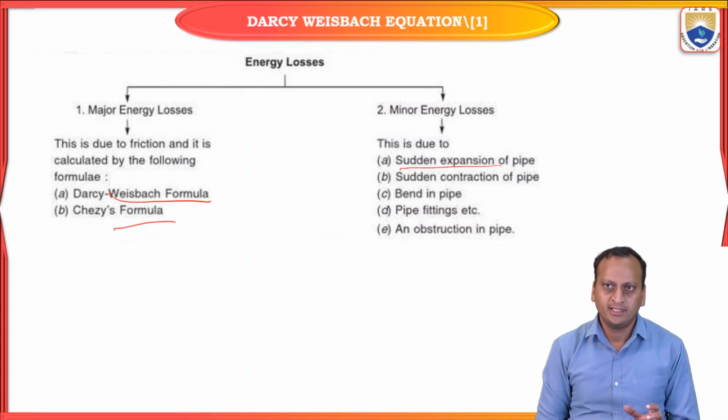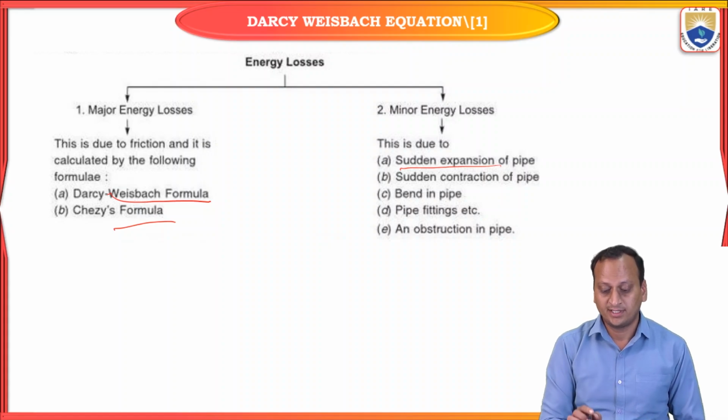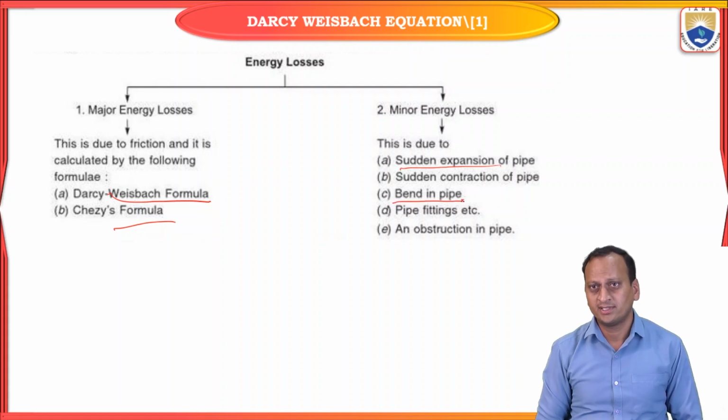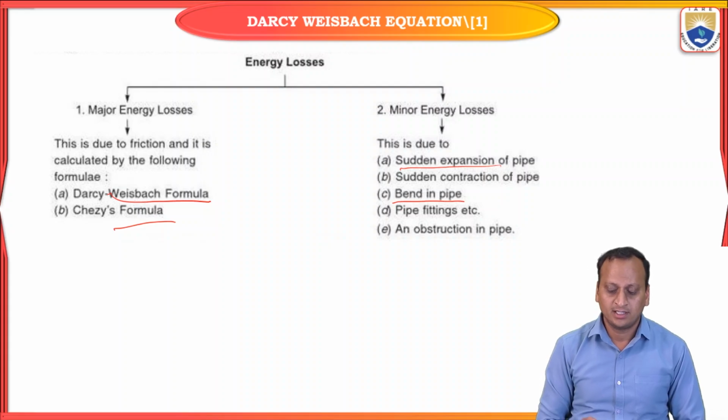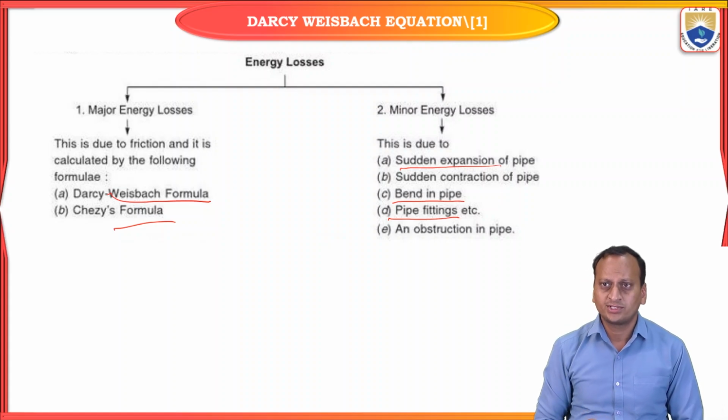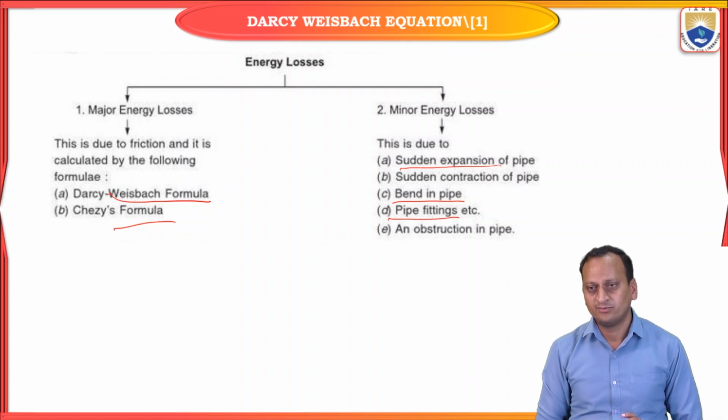When there is a bend in a pipe, there will be loss again. This type of loss is known as loss due to bend, and it is classified as a minor energy loss. Also, pipe fittings are a minor energy loss. Another one is if there is any obstruction in a pipe, you can also call it a minor energy loss.